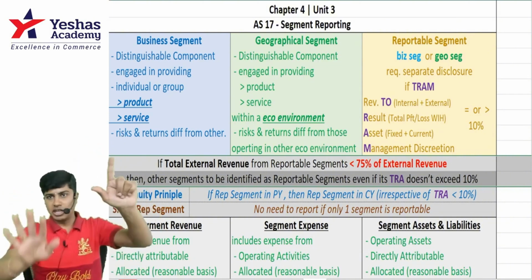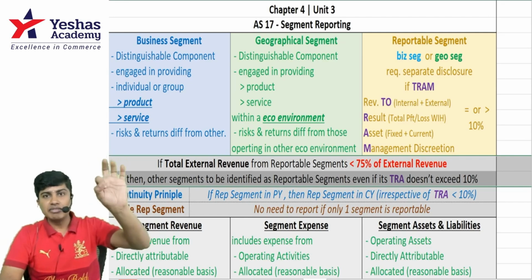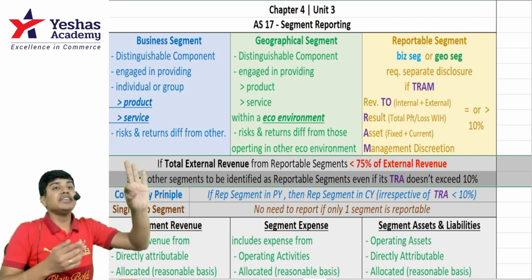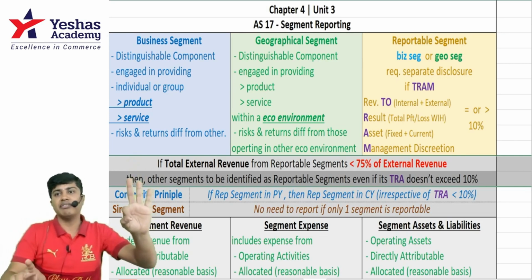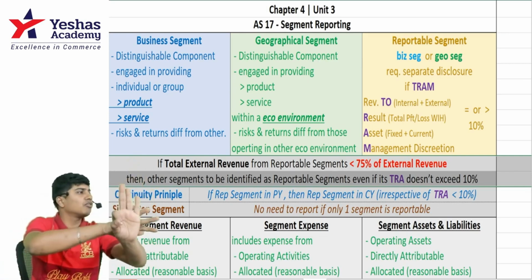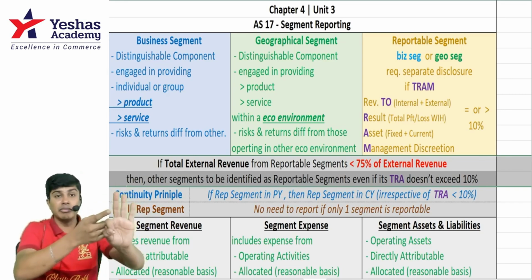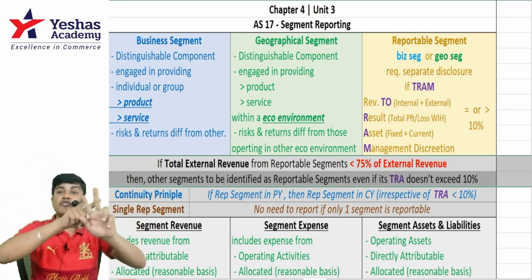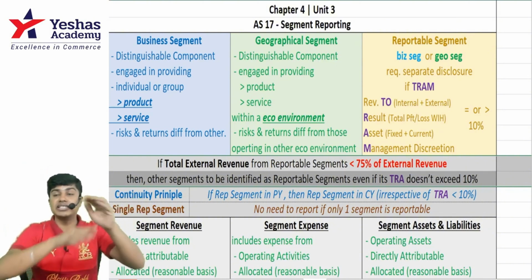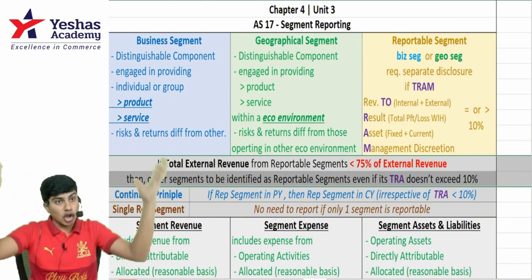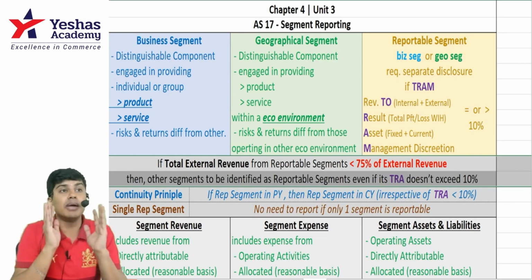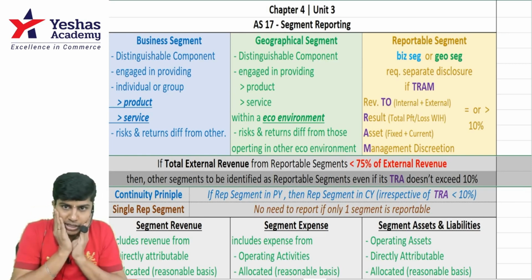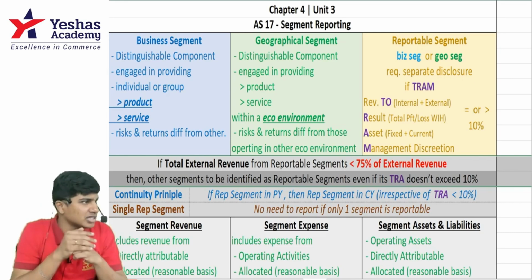These two are reportable. Among these three, which are not reportable based on turnover, result, asset, we might have to identify one of them or more than one of them as a reportable segment, such that total external revenue from the reportable segments divided by total external revenue of all segments comes to minimum 75%. Are you getting it? This is that external revenue based condition.